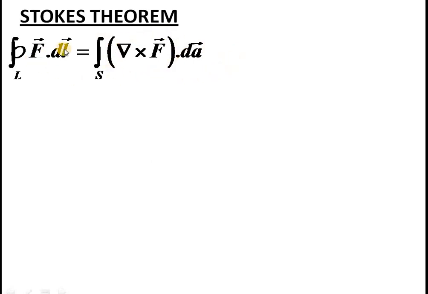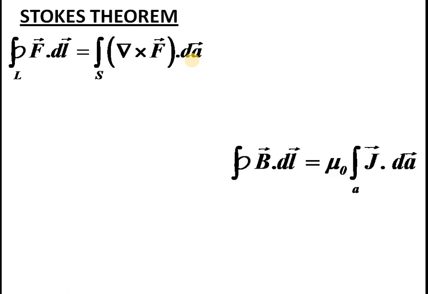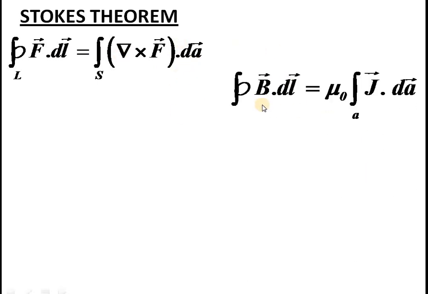The line integral of F dot dl is equal to the surface integral of curl of F dot dA. This is the famous Stokes theorem. Here also we have a line integral, vector B dot dl. You can convert it into a surface integral using this equation.